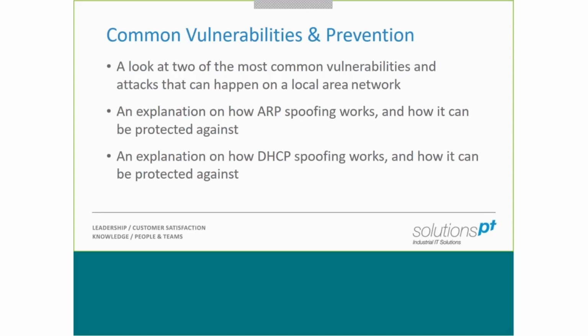The second one is DHCP spoofing, and again, for those who don't know, DHCP is Dynamic Host Configuration Protocol, and that is a protocol that allows us to automatically give out network configuration information, so it allows a device to get an IP address, subnet mask, default gateway, that kind of thing. So we're going to look at how a potential spoofing attack could work there and a couple of ways that we can protect against it.